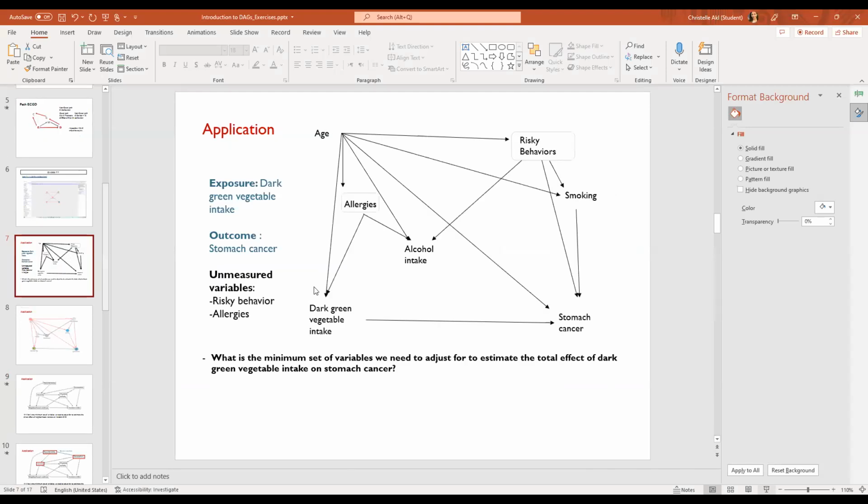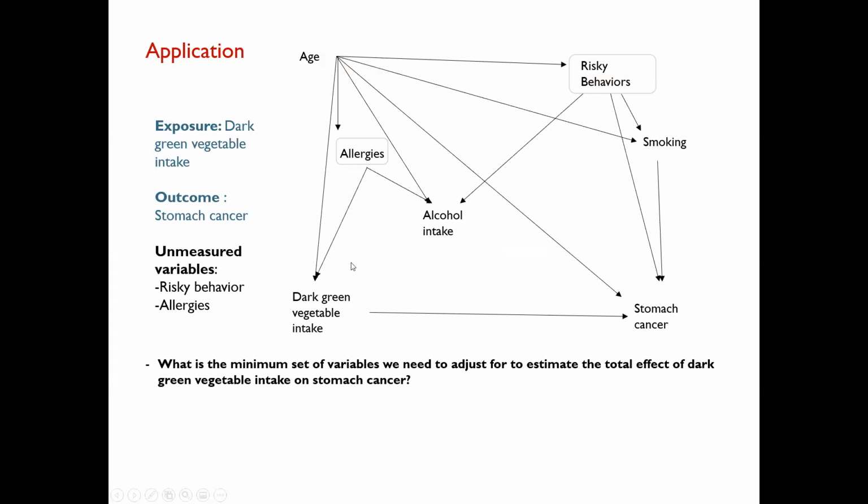Okay, so this is an example. You want to see the effect of dark green vegetable intake on stomach cancer. And you have all these variables, knowing that you have two unmeasured variables, which are allergies and risky behavior. These are two variables that we were not able to measure in this study, whether because we can't measure them or because the researcher forgot to measure them. So based on this DAG, what is the minimum set of variables we need to adjust for to estimate the total effect of dark green vegetable intake on stomach cancer?